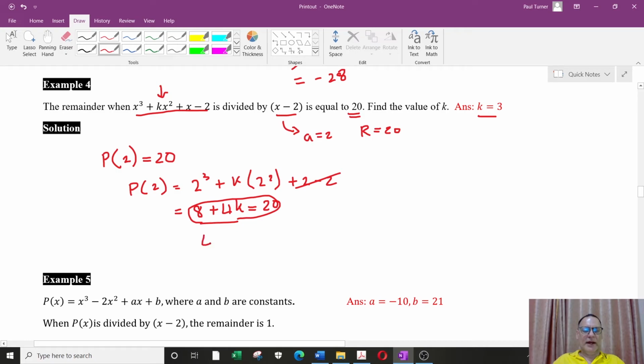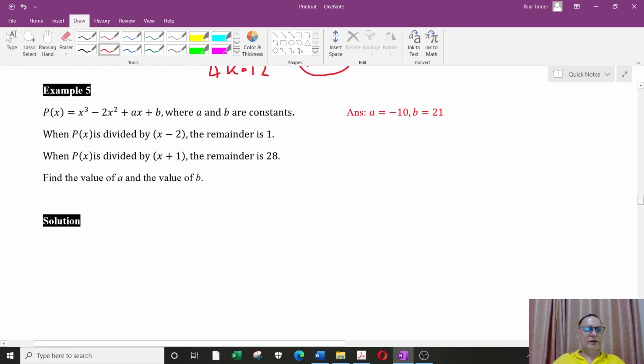So you have 4k equals 20 minus 8. 4k is equal to 12. The k then must be equal to 3. You'll have questions in your sheet to do like this one. So we got the correct answer, 3.